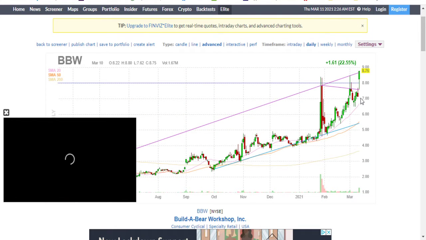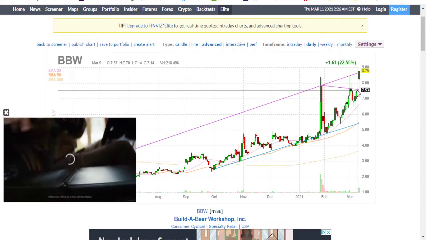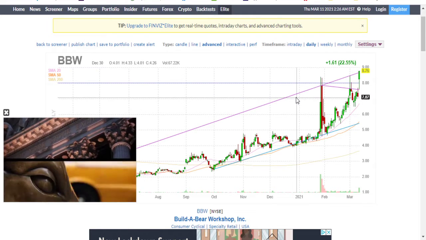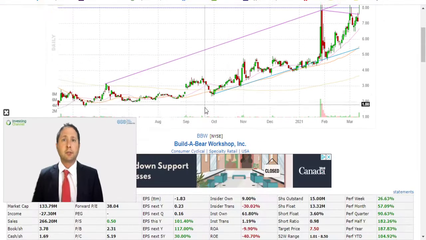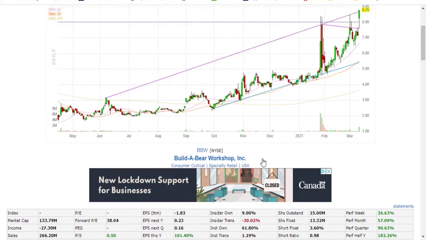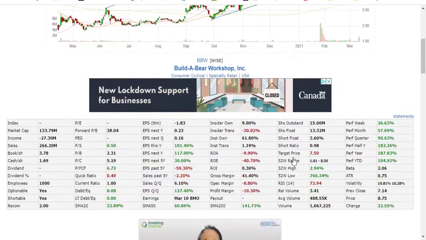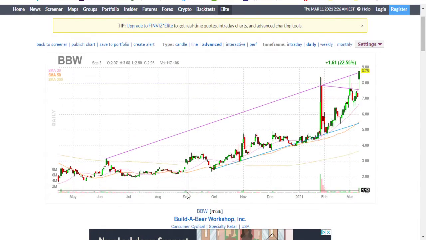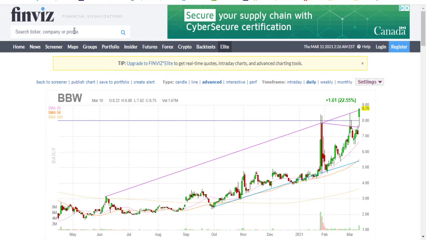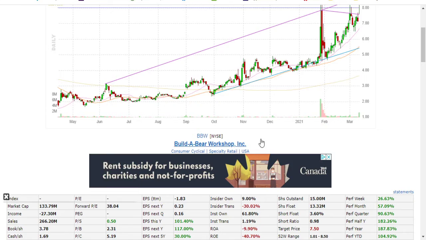So it actually broke out of its resistance. That's interesting, because it's actually on an uptrend right now. So let's look at the chart. Let's investigate into the chart. Let's say we want to make a buy. So I'm gonna go right here. I'm gonna go in PVW. Build a Bear Workshop, guys. Not what you're thinking. Okay.